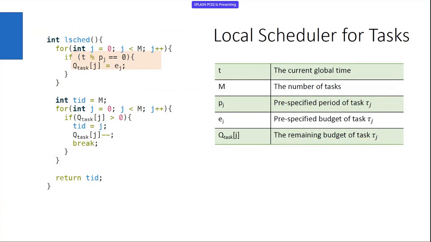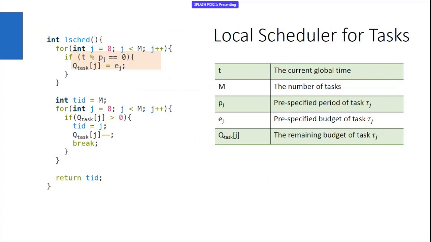It basically uses a fixed priority scheduler. And the first part is just initializing the remaining budget for every task. And again, it's just, if T is divisible by PJ, it will be initialized to EJ. And then you use a fixed priority scheduler basically just to go through each of these tasks. Now, this local scheduler is not necessarily temporally isolated from others, because it relies on the global time T.